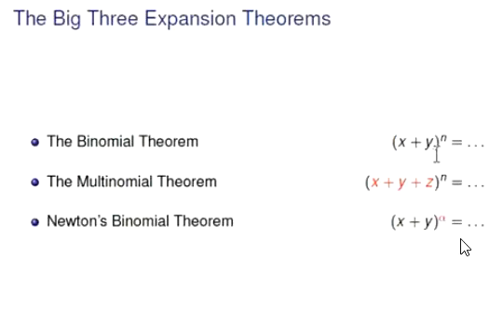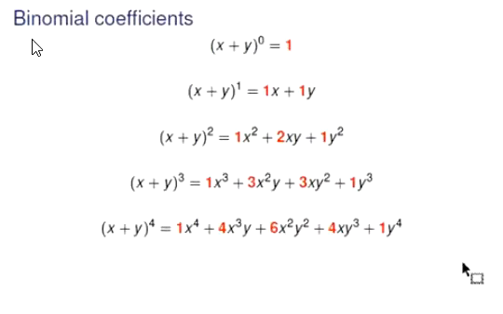Okay, so among these three theorems, we need to understand the first one, that is the binomial theorem. In the binomial theorem there is one condition: only two elements can be put in the bracket. So x and y make a binomial because there are only two elements. So how can we find the coefficients of the binomial theorem? Suppose x plus y is the given pair of elements, and to the power we can put n. Maybe n is 0, maybe 1, 2, 3, or any positive number.